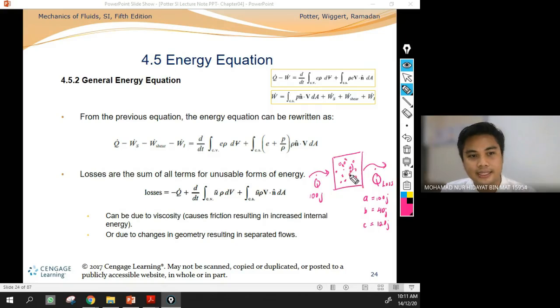So now we can say that the Q, the loss, can be in terms of the loss from the heat energy as well as the loss from the internal energy. That's why this term receives the energy, so that means you lost the energy. So the loss of energy is equal to negative Q plus, remember, this is the RTT in terms of the internal energy.